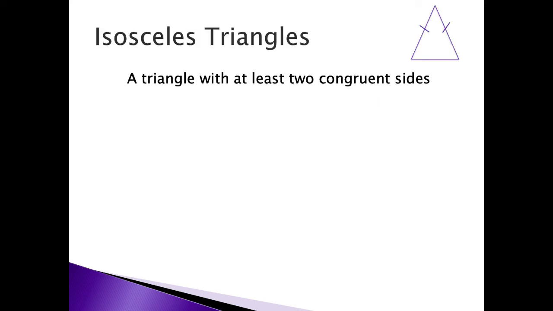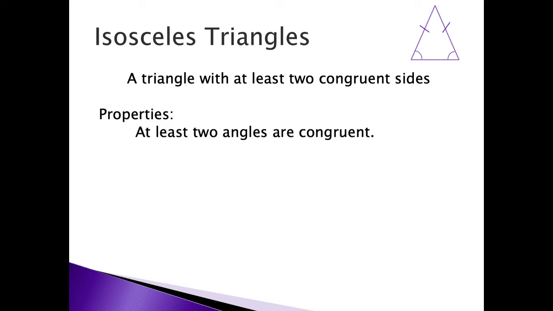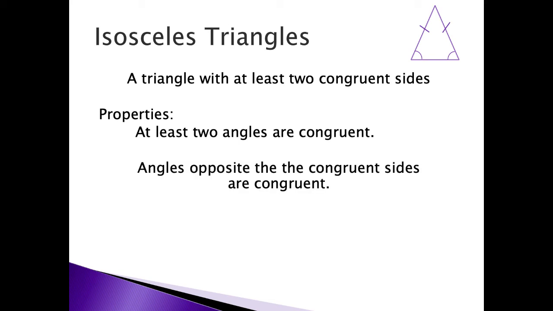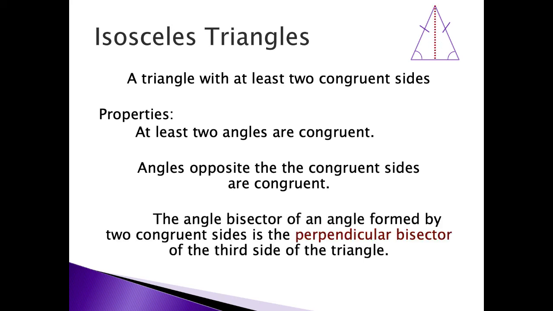Okay, next we're going to talk about isosceles triangles. Isosceles triangles are triangles with at least two congruent sides. Okay, the properties here are that they have two angles congruent, and they are the angles opposite those two sides. Okay, the angles opposite the two congruent sides are congruent. The angle bisector of the angle formed is the perpendicular bisector.